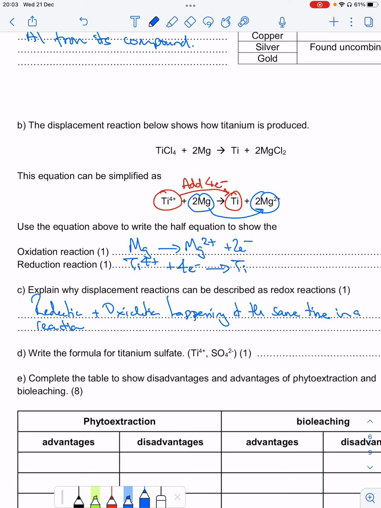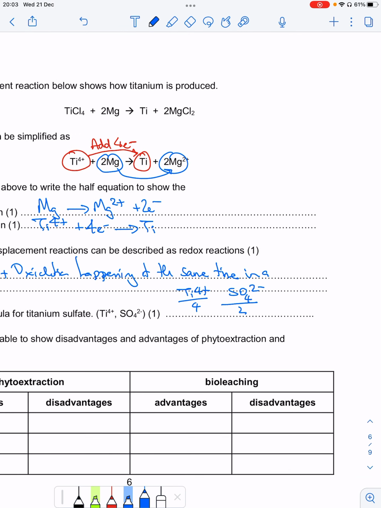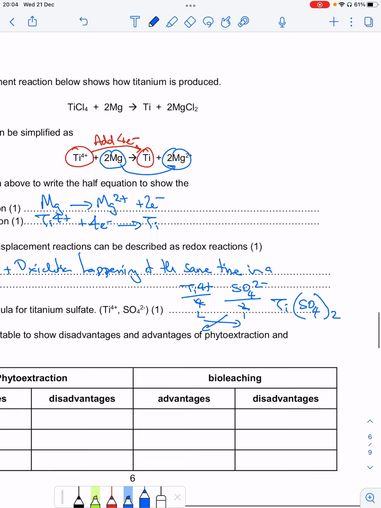Write the formula for titanium sulfate. Let's use our method. So titanium is 4+, therefore it wants to make 4 bonds. Sulfate is SO4 and it's 2-, so it wants to make 2 bonds. Now before I swap these over, let's simplify. So it's 2 and 1. Then we cross. So titanium ends up with number 1. Don't need to write that down. The sulfate, SO4, ends up with a 2. Put brackets and put a 2. There's my formula for titanium sulfate.